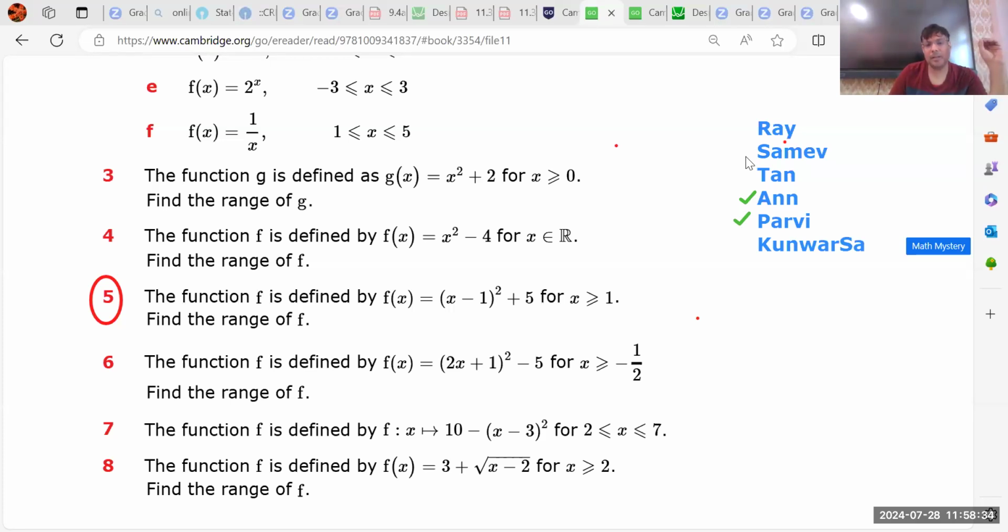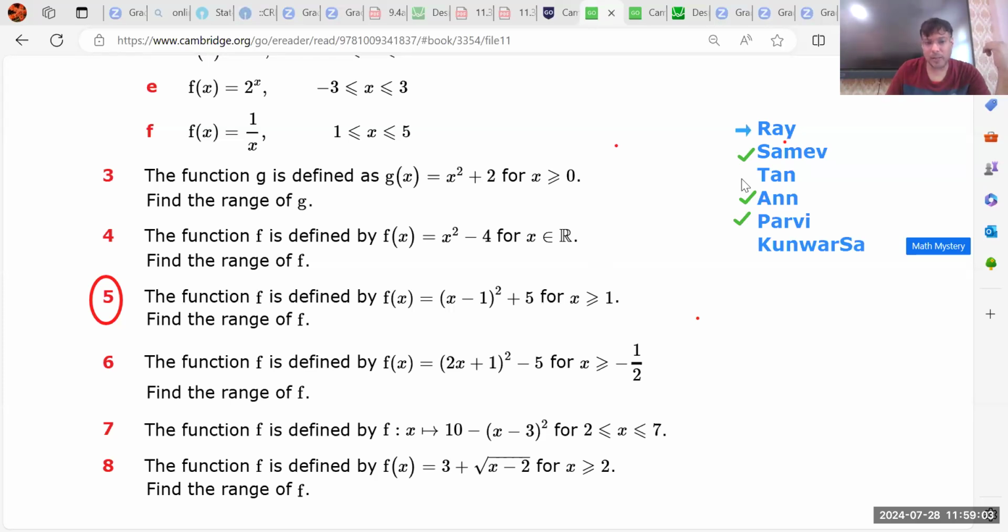Samay, first the greater than sign comes, then the equal to sign comes. Yes, sir. Ray, 5 to infinity: with infinity you will use a close bracket, and with 5 you will use a square bracket, because 5 is included. So brackets can change when we define the sets.